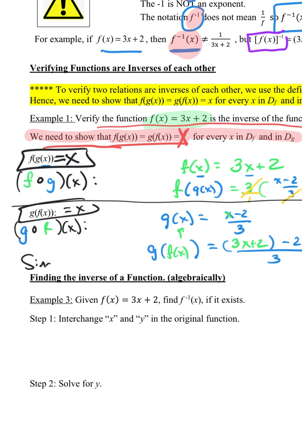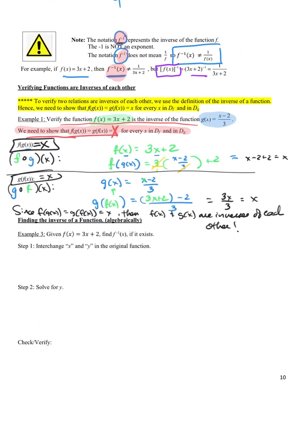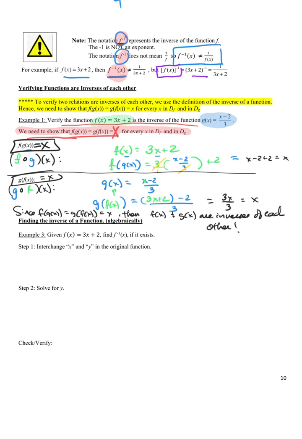Since f composed with g of x equals g composed with f of x, and they both equal x, since that is true, then f of x and g of x are inverses of each other. And yes, we're writing that final statement. So I hope you can do this problem from start to finish. That's a good problem.